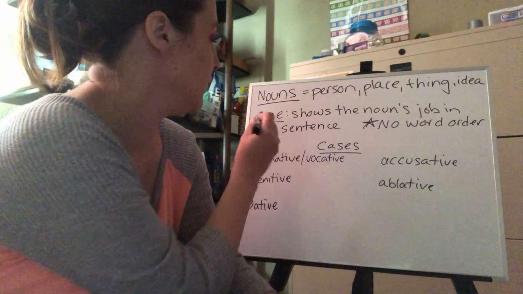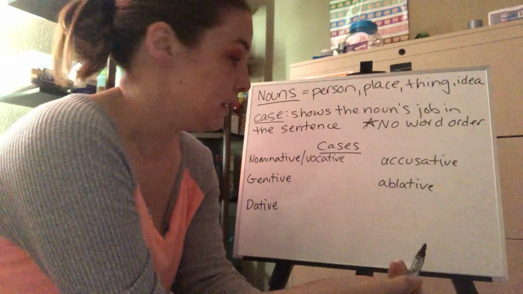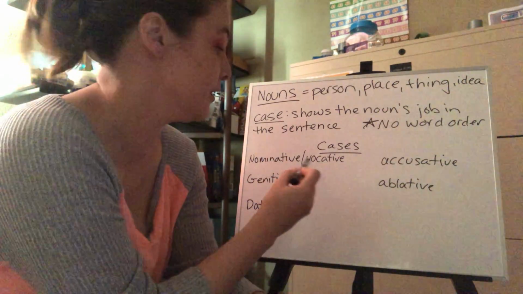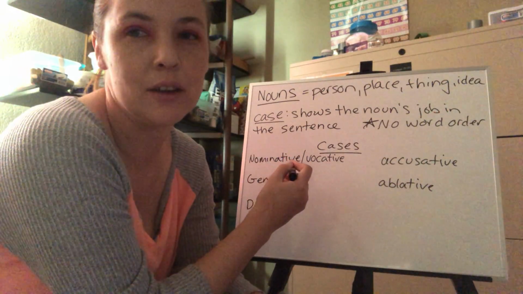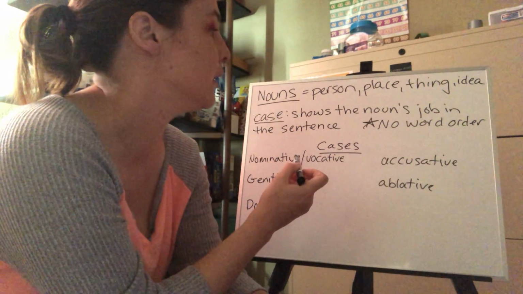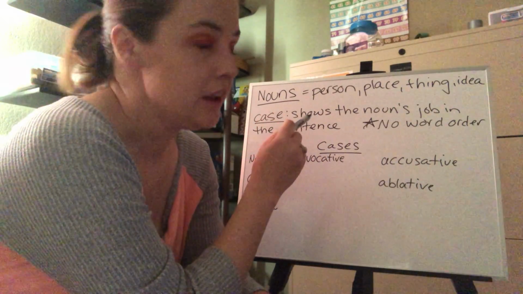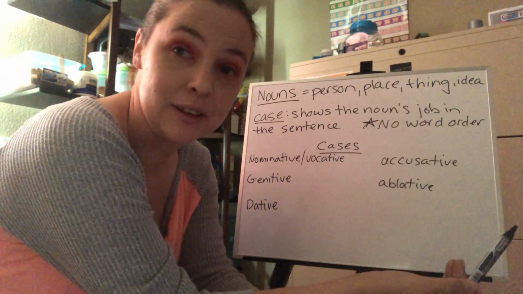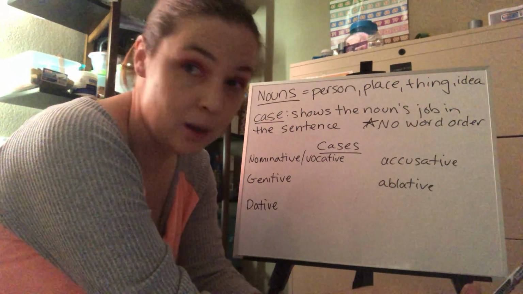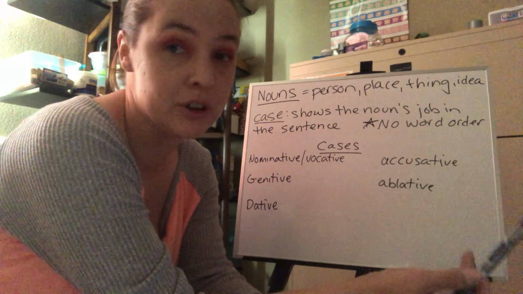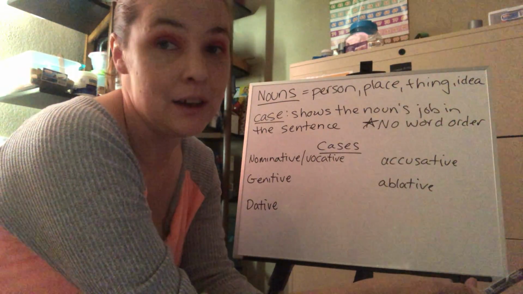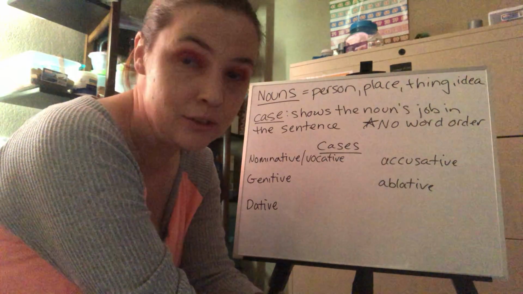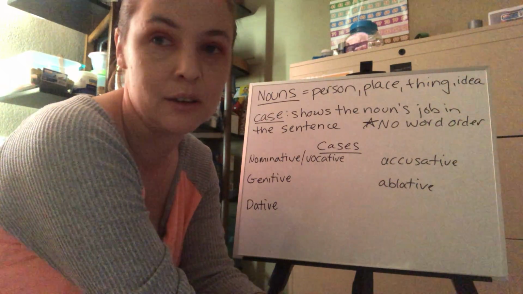So here we go. Case. Latin has technically 6 cases. The nominative and the vocative are kind of put together. I'll explain why here in a minute. The case shows what the noun is doing in the sentence. Okay, so the subject of the sentence has a case. The direct object in a sentence has a case. The object of a preposition has a case. Possessives, like John's bicycle. John's would be in a specific case in Latin, okay?